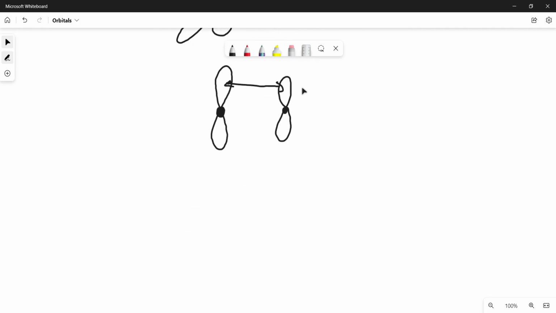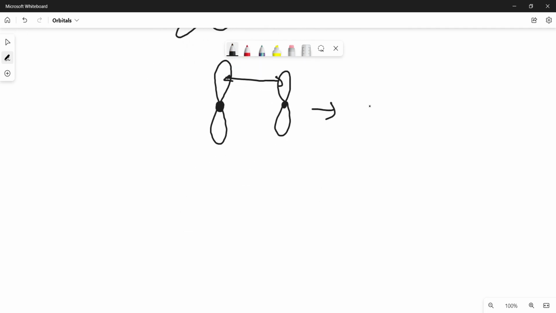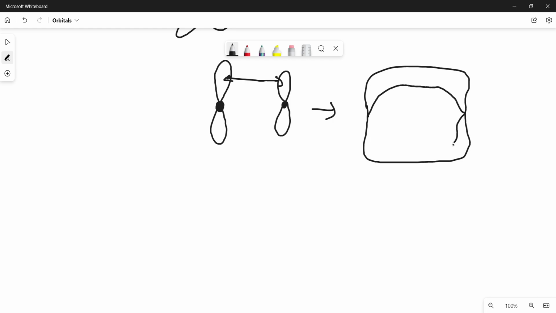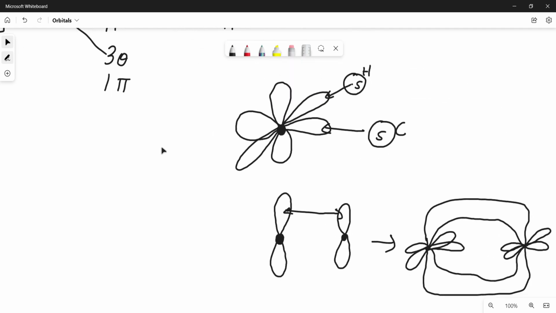And let me just redraw it over here. These two combine to make this shape, like that. And so that's what the pi bond really is. And if I just draw in the other two bonds real quick, we have that sigma bond and that sigma bond, one from hydrogen and one from carbon. And the same thing is on the other side, but we're not looking at that right now, but I'm going to draw it anyways. And so yeah, that's how double bonds work.